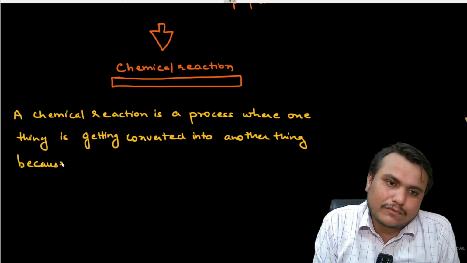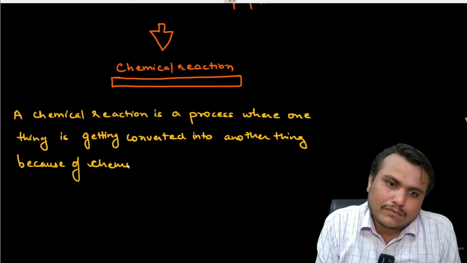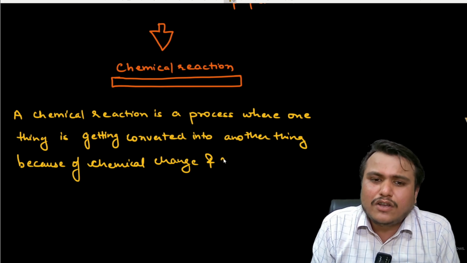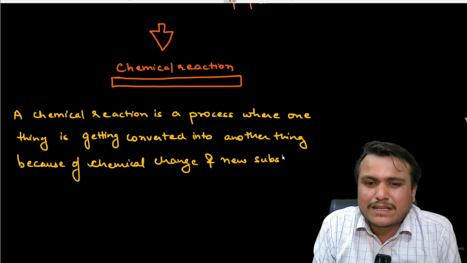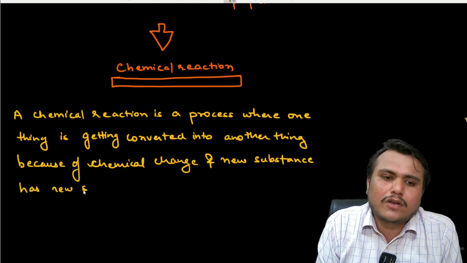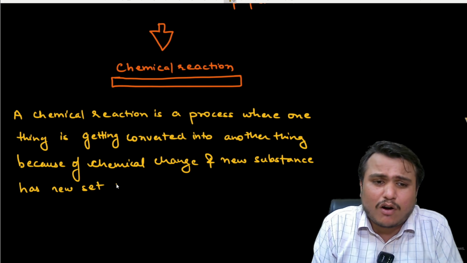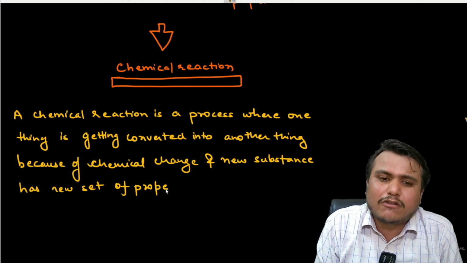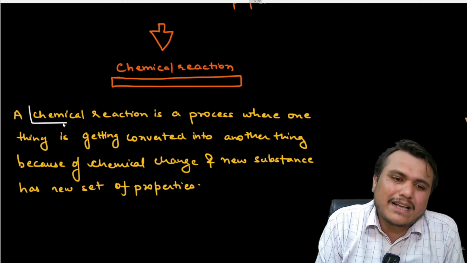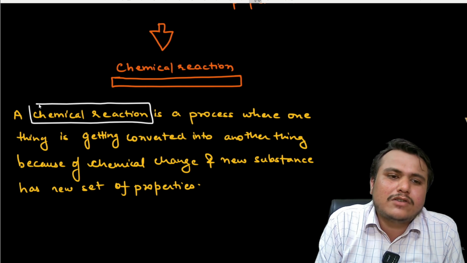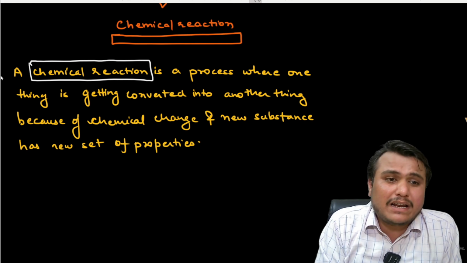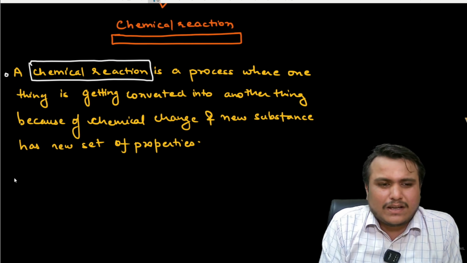Because of chemical change, the new substance has a new set of properties, and the new substance which is getting formed carries a new set of properties. So this whole process is considered a chemical reaction. So chemistry is all about studying chemical reactions. Is that clear, what is a chemical reaction? Very good. Now see, this is the definition part.